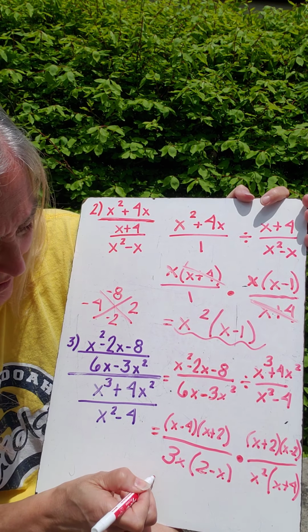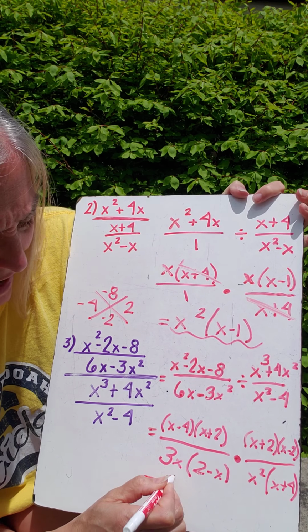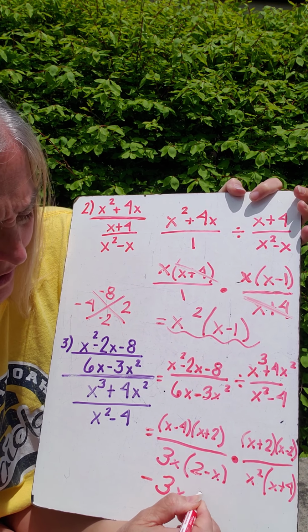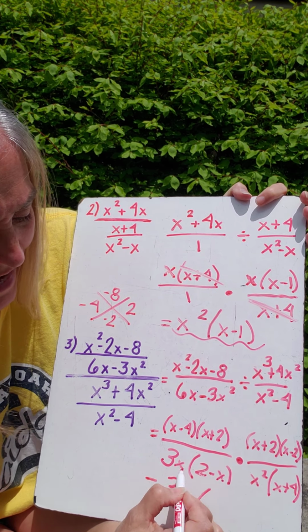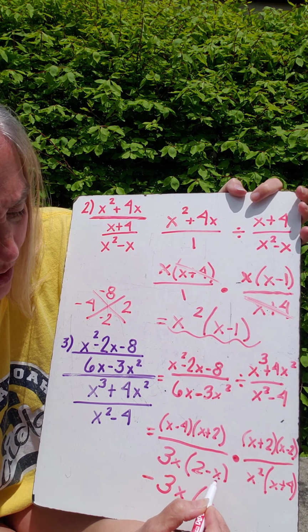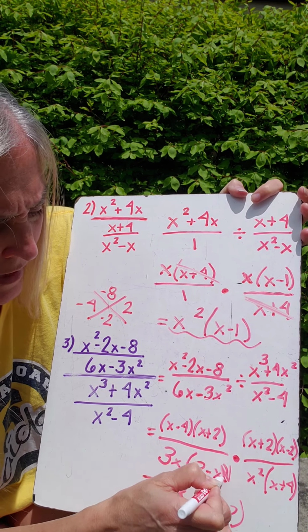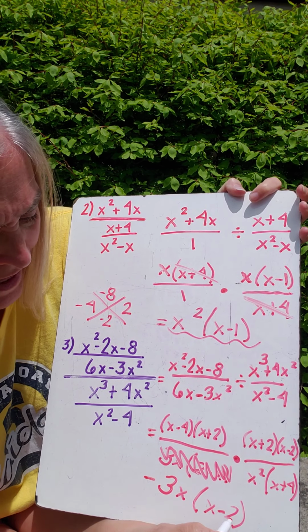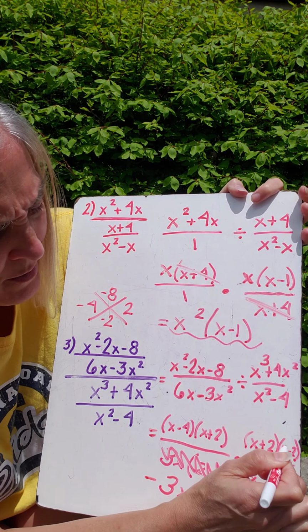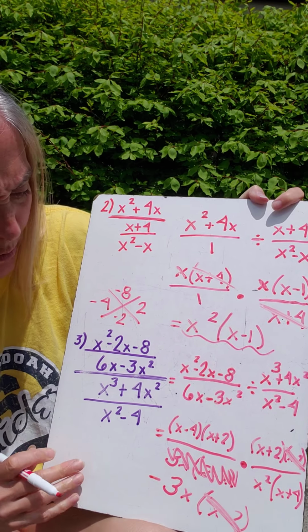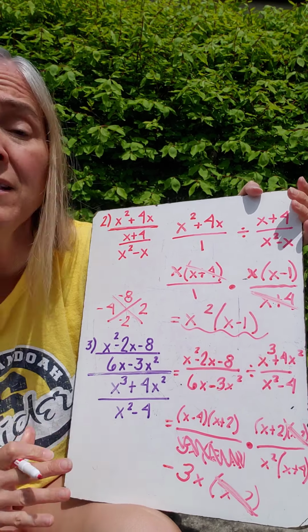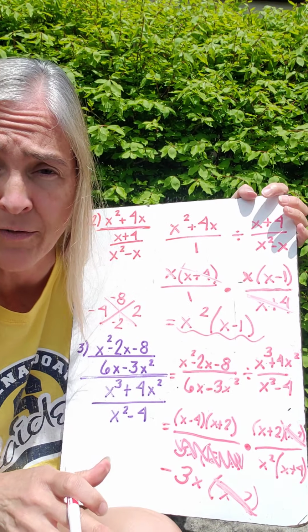So I'm going to take a negative out of this one since I already have a 3x sitting there. And when I take a negative out, that turns the x to a positive and the 2 to a negative. And when I do that, that gives me an x minus 2 in the denominator and an x minus 2 up in the numerator. So this does not happen very frequently.